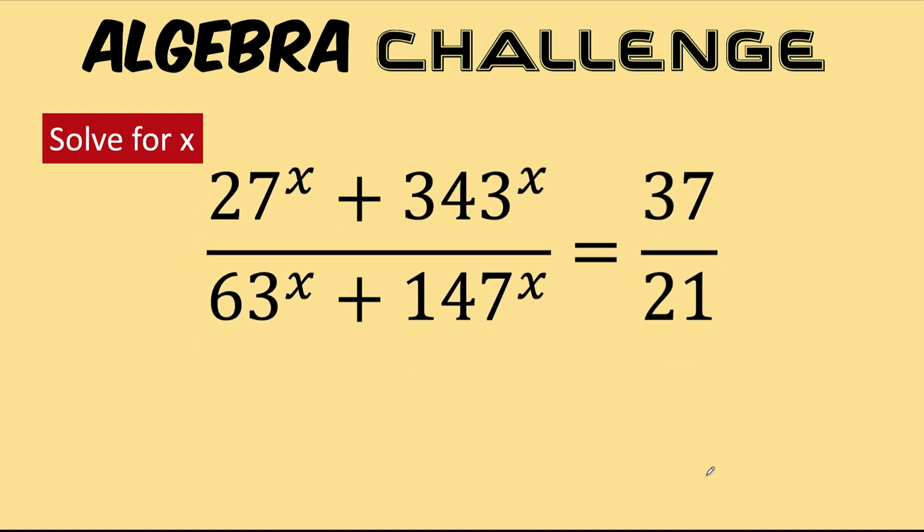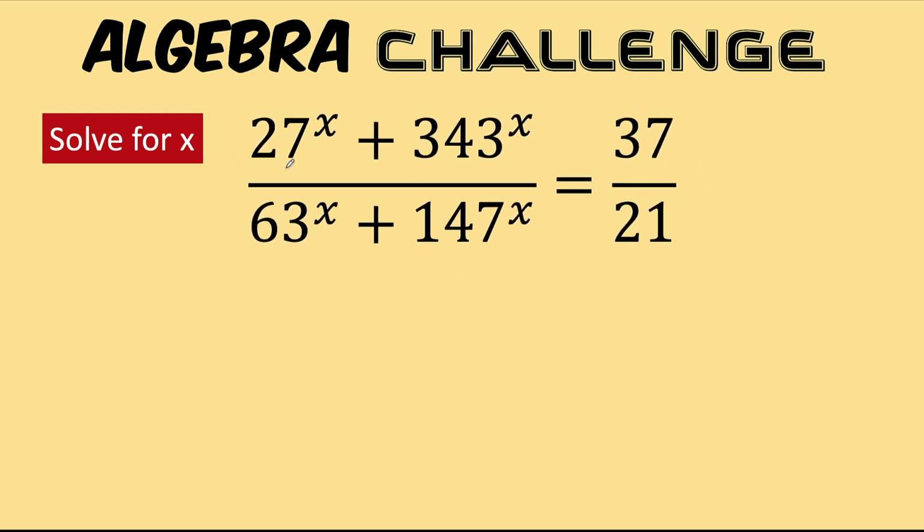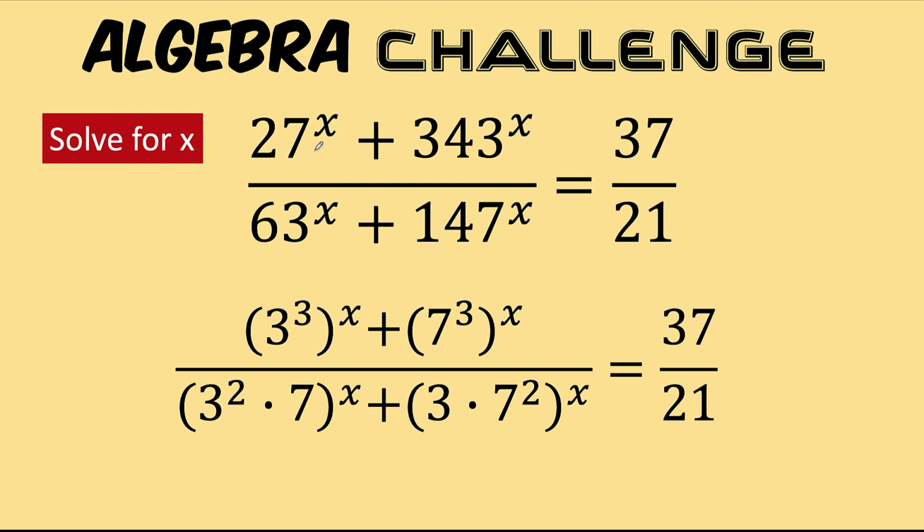Now let's solve this problem together. First, we are going to express 27, 343, 63, and 147 as their prime factorization. 27 is 3 cubed, 343 is 7 cubed, 63 is 3 squared times 7, 147 is 3 times 7 squared, and all the rest are copied.